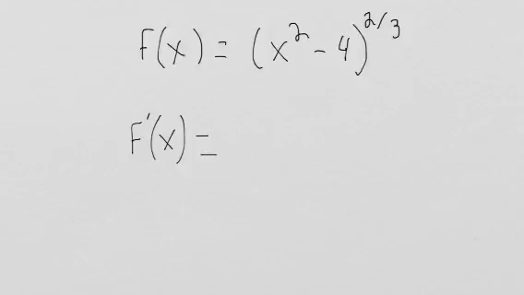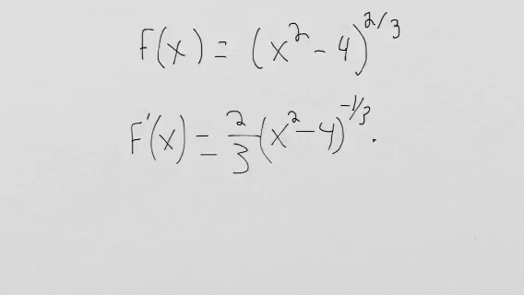We're going to start with our power rule, so we're going to multiply by our exponent 2/3. Okay, we're going to leave the inside of this function alone. And then we have to subtract 1 from our exponent, so 2/3 minus 1. 2/3 minus 3/3 is negative 1/3. Okay. We're not done yet because we have to multiply by the inside. This is a chain rule problem. The derivative of x squared minus 4 is 2x.